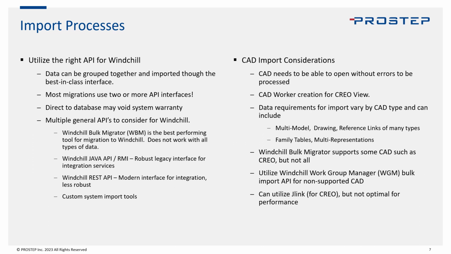Now, you typically might need to use more than one API. In some cases, Windchill Bulk Migrator can do it all. But in other cases, you might not be so lucky. So there are other APIs that you can use. There's a Java API for Windchill that also can work over RMI. That's a legacy API that you can do most Windchill operations for. It's obviously not as fast as the Windchill Bulk Migrator, but you can do many of the same operations.